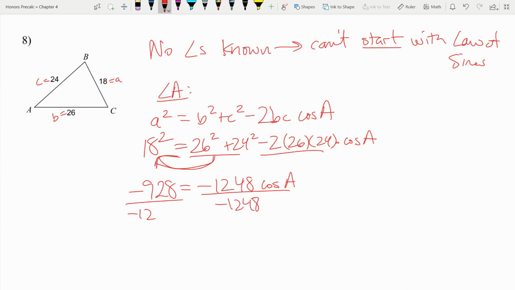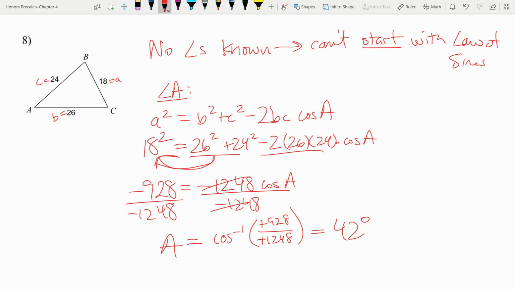Now, don't actually plug into your calculator what's on the right or the left side, because really our angle A is just going to equal the inverse cosine of that negative 928 over negative 1248. Obviously, these are going to turn positive, so you could cancel those out. But just plug that into your calculator like that. Don't go rounding things off, or you end up with issues. If you do this one, number 8 for A, this should be about 42 degrees.